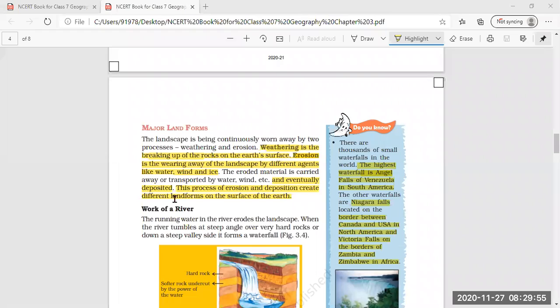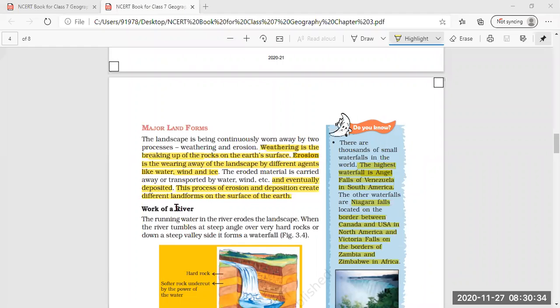The eroded material is carried away or transported by water or wind. Means the eroded material, the upper part of the land, is carried away by the action of water, wind, or ice, and eventually it is deposited. And when the pressure of water or wind slows down, it gets collected somewhere else, and that is called deposition. This process of erosion and deposition creates different landforms on the surface of the earth.